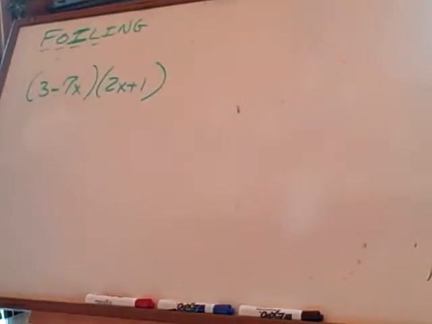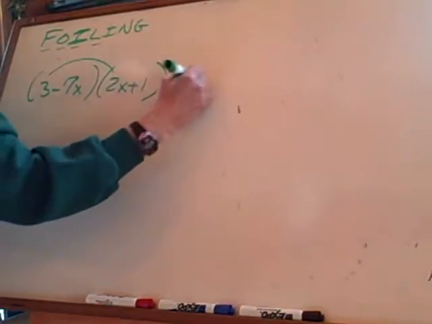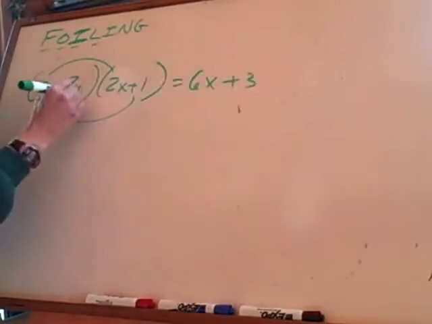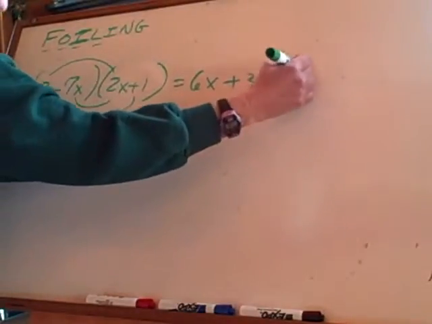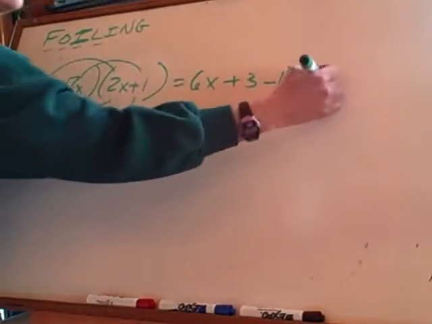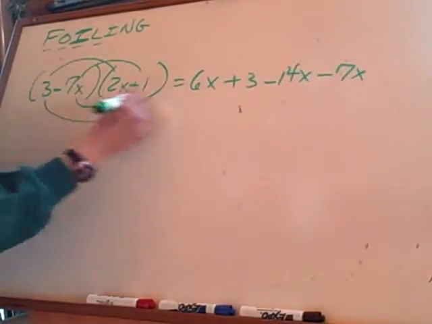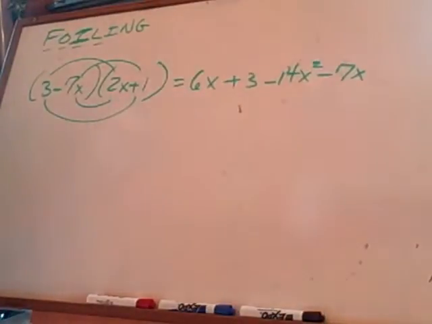Now, whenever you're multiplying these, you just want to stick with the first, outer, inner, last. You don't really want to move them around inside. You're just used to seeing the x first, so this may look odd, but just leave it. So 3 times 2x is going to give me 6x. Outer gives me a plus 3. Inner gives me a minus 14x. Last gives me a minus 7x. Isn't that 14x squared? What did I mess up? 14x squared. Yes, sir. Thank you.